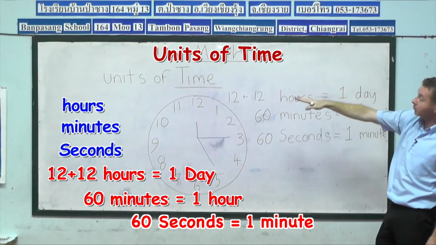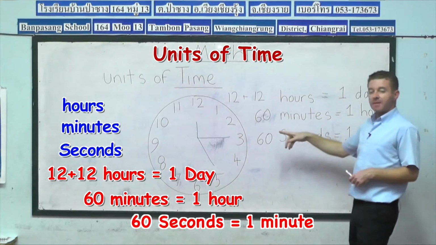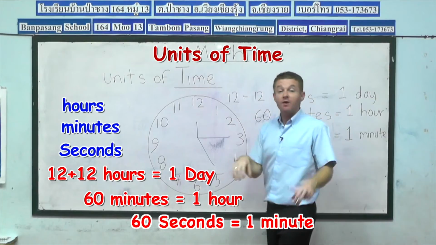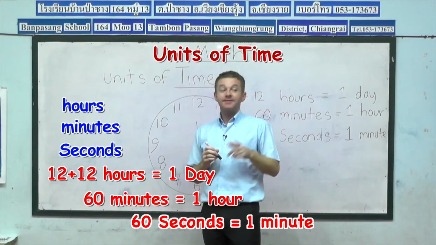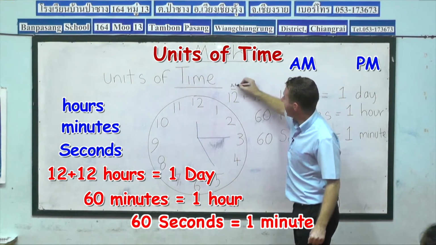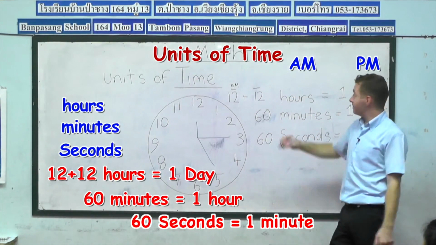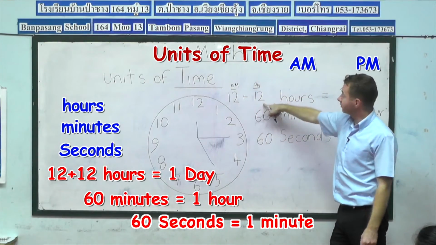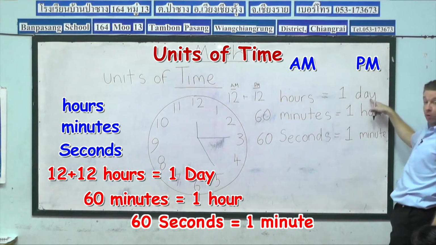So you see how the units of time all relate to each other. Can anybody remember the first time of the day, the first 12 hours, from midnight to midday? Does anybody remember what that's called? AM, excellent. Now after midday to midnight, PM. So the 12 hours from AM plus the 12 hours from PM equals 24, and that's how we get 1 day.